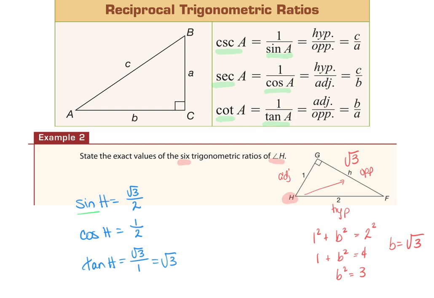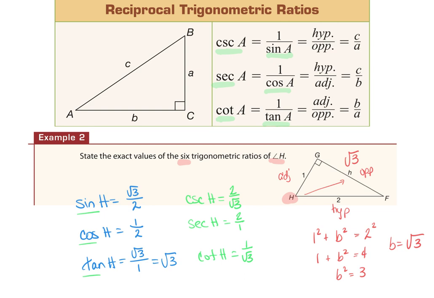The reciprocal of sine is cosecant. The reciprocal of cosine is secant. The reciprocal of tangent is cotangent. All I do is flip them. So if sine is square root of 3 over 2, cosecant is 2 over the square root of 3. If cosine is 1/2, then secant is 2 over 1. If tangent is square root of 3 over 1, then cotangent is 1 over the square root of 3.